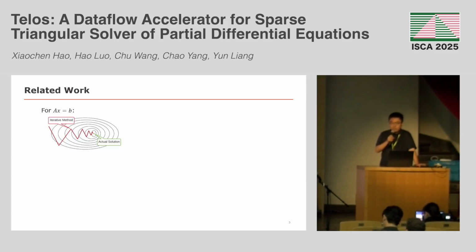Solving the system AX equals B is challenging for large-scale systems. Iterative solvers are commonly used, starting with an initial guess and refining it until the solution meets the desired accuracy.